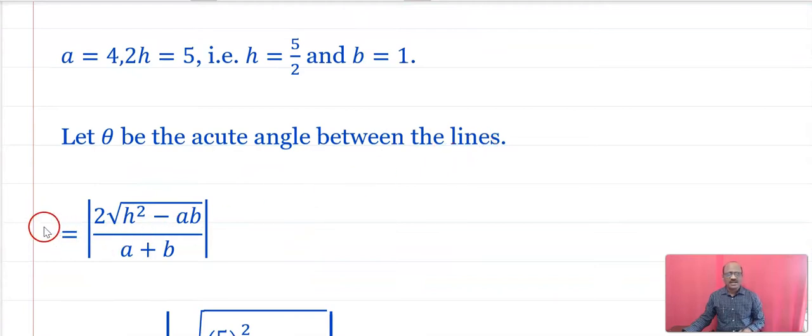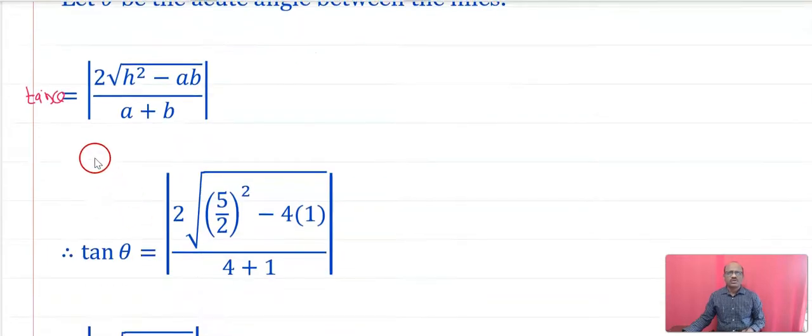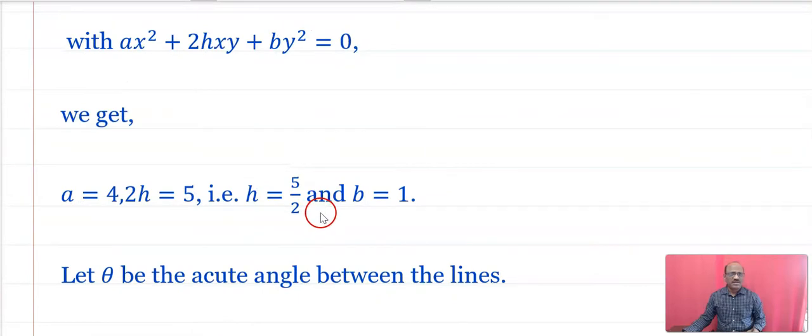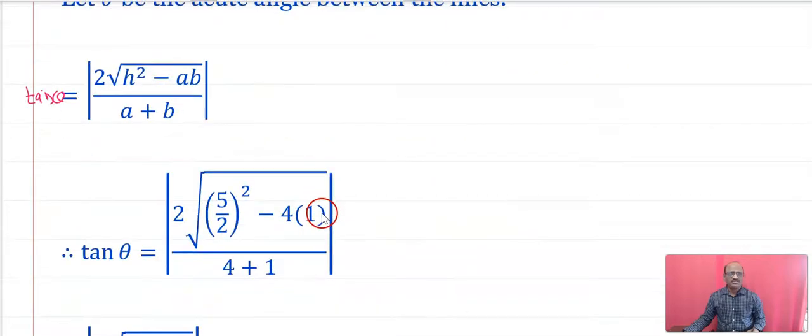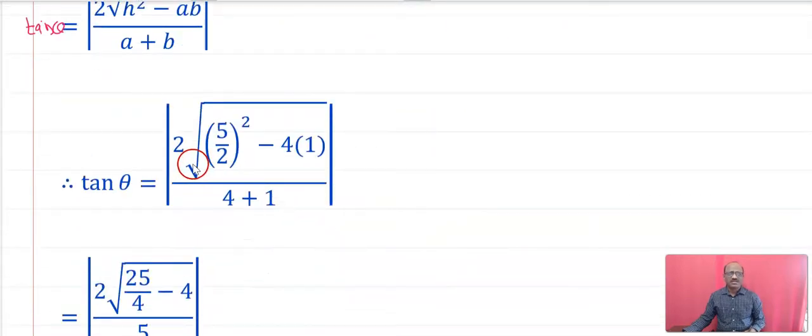Therefore, here tan theta is equal to 2 mod of root of h square minus ab upon a plus b. Therefore, tan theta is equal to 2 root of 5 by 2 bracket square minus 4 into 1. The value of a is 4 and b is 1. And if we simplify this, then you will get 2 root of, 5 by 2 square means what? 25 by 4 minus 4.